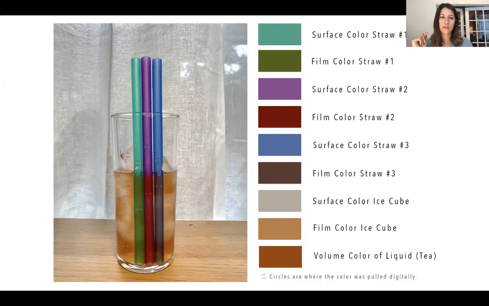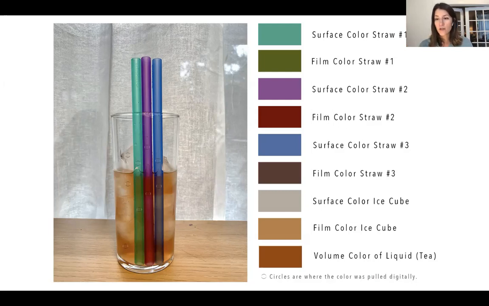As you go down, you'll see the purple straw. When it has nothing covering it and it's in full light at the top, it's this bright purple. When the film happens over the surface, that is due to the volume color. It changes to this more maroon, and so on. So you can see all the way down.